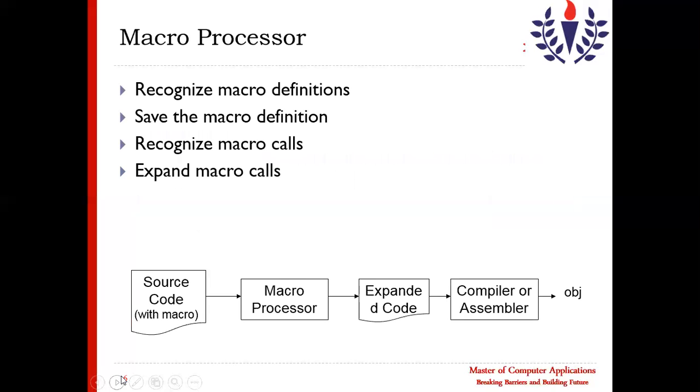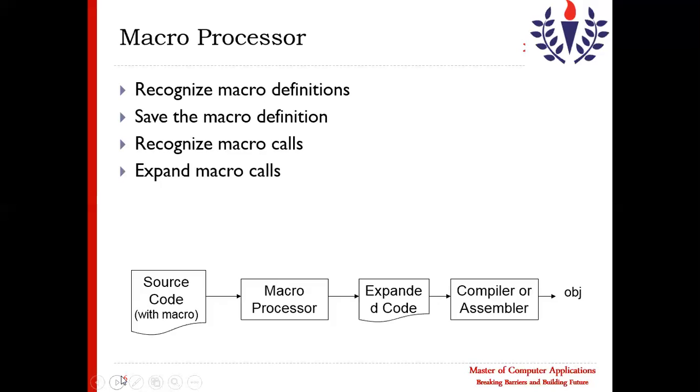So what is the main thing the processor will do? It will first recognize the macro definition, meaning it will see where the macro definitions are in the program. Then it will save that macro definition into a buffer or small memory. Later on, it will go through the whole program and recognize where the macro call is used, corresponding to the macro definition. If the processor finds any call, it will expand that macro call. Expanding means it will replace that macro call with that definition.